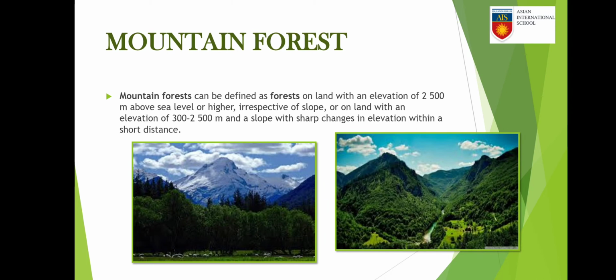Mountain forest. Mountain forests can be defined as forests on land with an elevation of 2,500 meters above the sea level or higher, irrespective of slope, or on land with an elevation of 300 to 2,500 meters and a slope with sharp changes in elevation within a short distance. This type of forest stretches from western Himalayas to the eastern Himalayas.